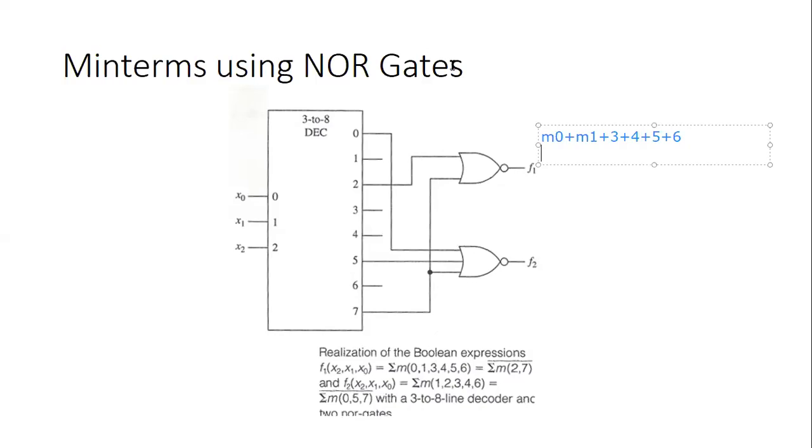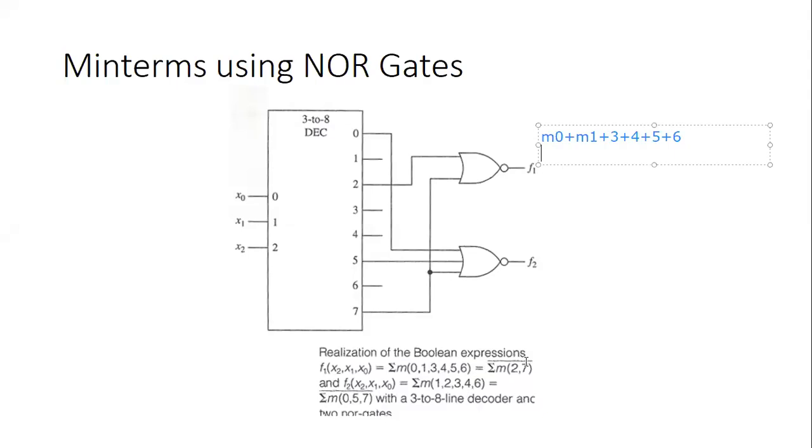If you have to implement it using NOR gate, take the remaining min terms which are not there in the function and give them to the NOR gate. So 1, 2, 3, 4, 6. I can directly give it to the OR gate.